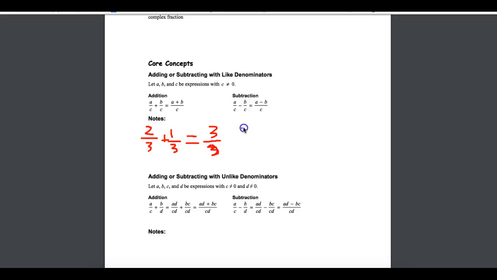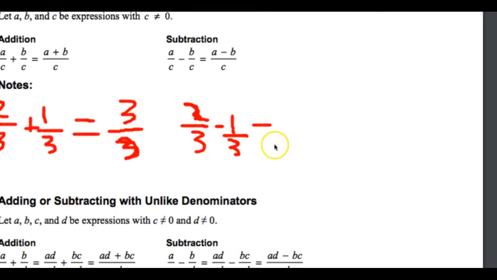Now, just the same, if you had 2/3 minus 1/3 of something, same thing, your denominator stays the same, and you have 1. You are subtracting the numbers on top, but your denominator stays the same.